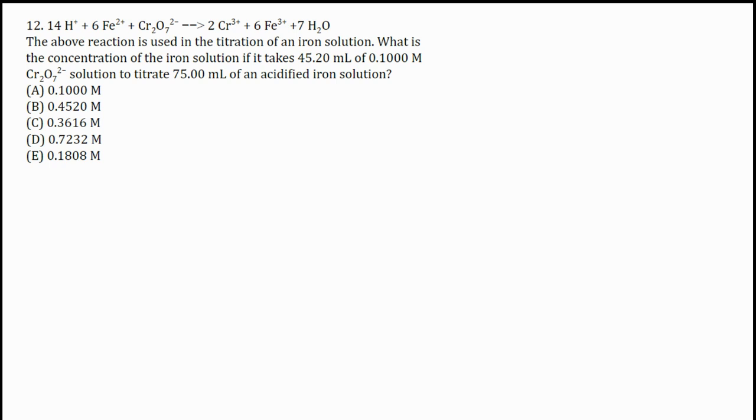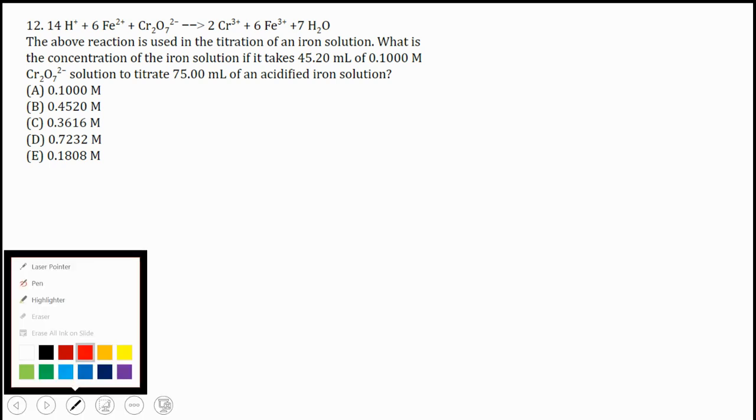Here they give you the reaction and then they tell you the concentration of the iron solution. So you're really looking at the reaction side. They tell you that it takes 45.20 milliliters of a 0.1 molar solution for the dichromate ion. So that's going to be your titrant, and then the iron is kind of like your analyte. You initially started with 75 milliliters of your iron solution.